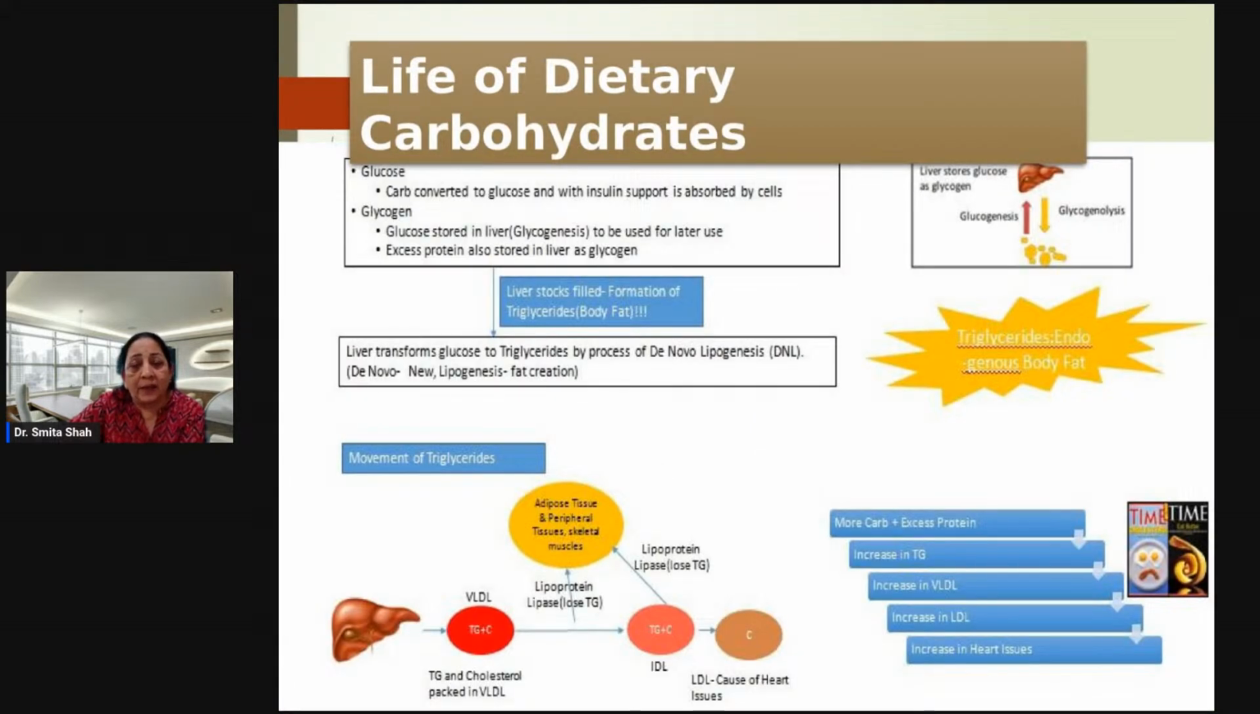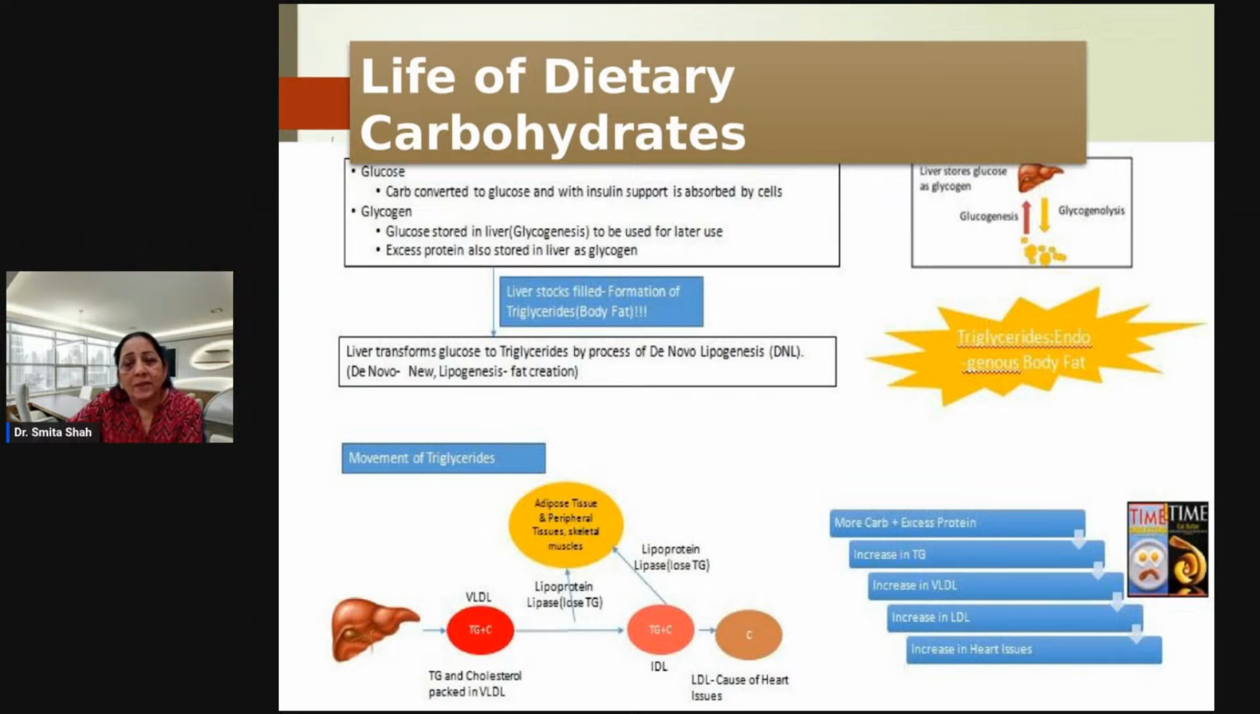So this is the effect of the carbohydrate. Now you can see the life of the dietary carbohydrate: carbohydrate is converted to glucose, and with insulin support it is absorbed by the cell and stored in the liver as glycogen to be used later. Even if you are having excess protein, it is also stored in the liver as glycogen. What happens when the liver is full? The liver transfers the glucose to triglycerides by the process of lipogenesis, and the triglyceride level rises. So if you are having more carbohydrate and excess protein, there will be an increase in triglyceride levels, in VLDL and also in LDL levels, and afterward cardiac disease may develop.